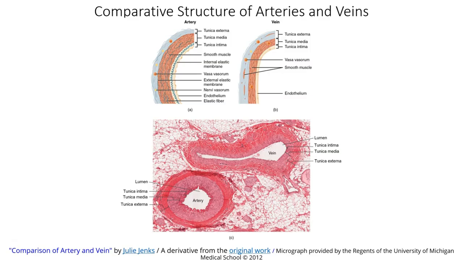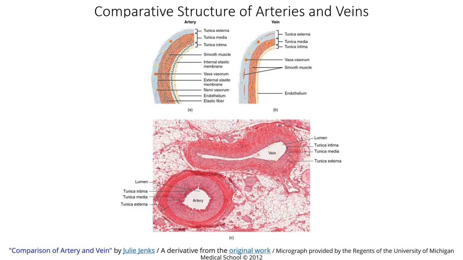So we are going to start off just kind of briefly comparing the structure of arteries and veins here. We'll get into a little bit more detail about each of them. So arteries are going to have these 3 layers. Veins are going to have the same 3 layers. They're just going to look a little bit different. So for both of them, we have the tunica externa, tunica media, and tunica intima. And then inside is the lumen.